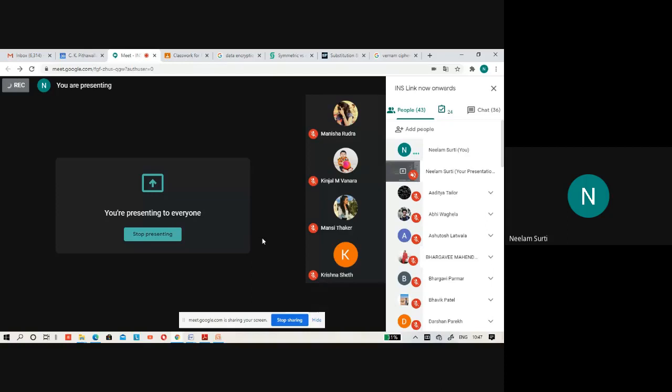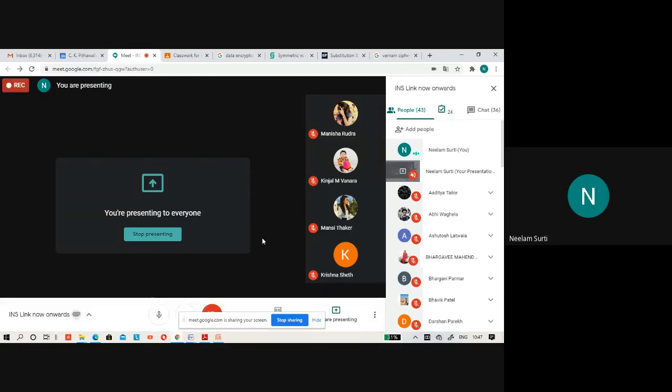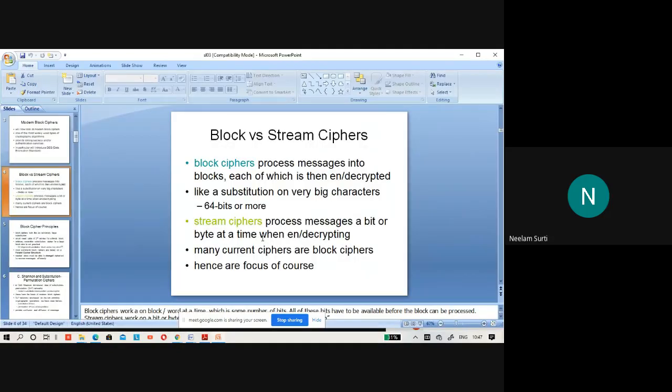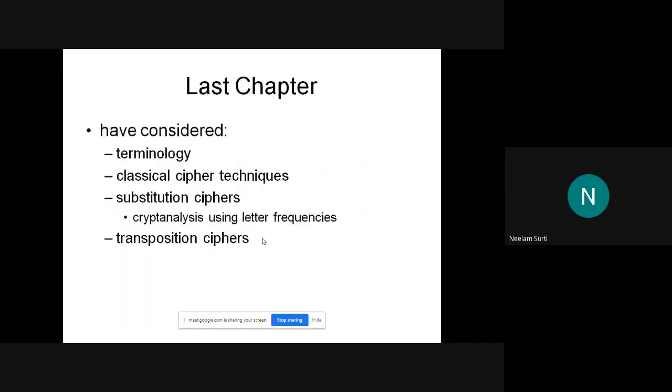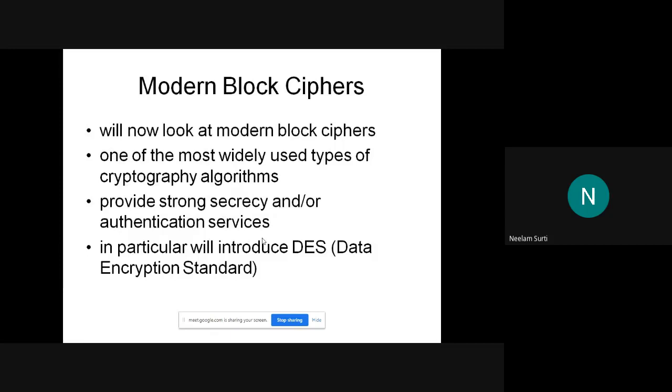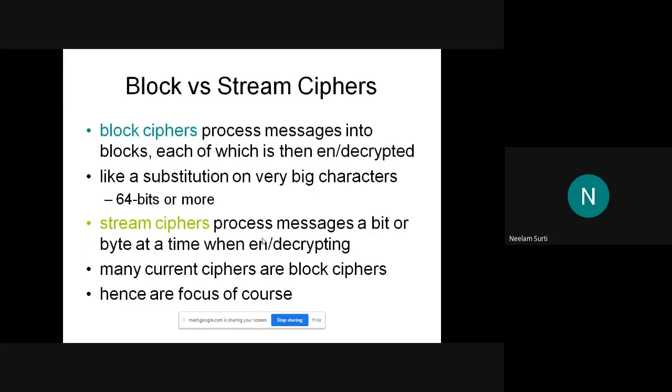So that was the case: what are block ciphers, what are stream ciphers, and now we go directly towards the first modern cipher we are going to learn, that is DES, the Data Encryption Standard. Stream ciphers encrypt and decrypt messages a bit or a byte at a time. Many current ciphers are block ciphers. So it is considered that modern ciphers are mostly block ciphers. Hence, the focus of this chapter is on modern ciphers.